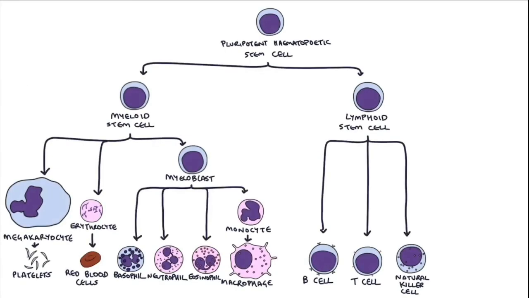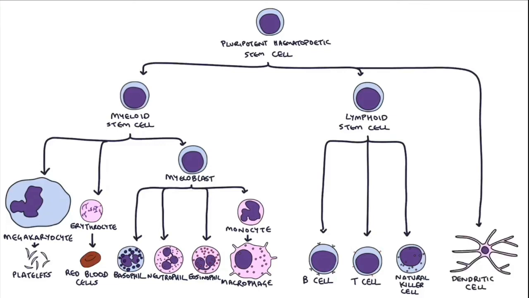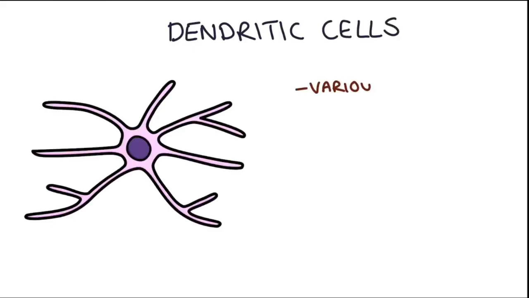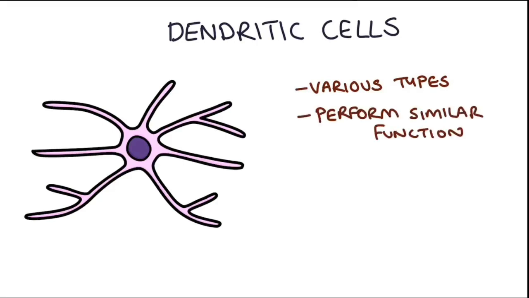So that concludes all the cells that result from the lymphoid stem cells and the cells that are involved in the innate immune system. And there's one final cell type that we need to consider, which is very important within the immune response, and that's dendritic cells. There are various types of dendritic cell, and they all originate from different precursor cells. However, they perform a very similar function. Specialist dendritic cells that are found in the skin are called Langerhans cells.